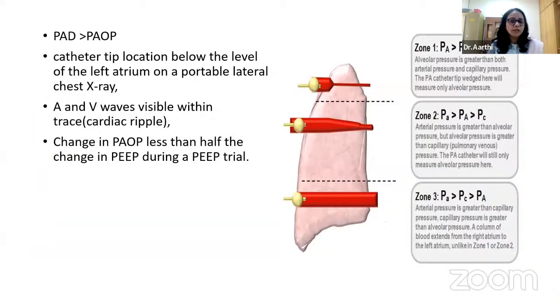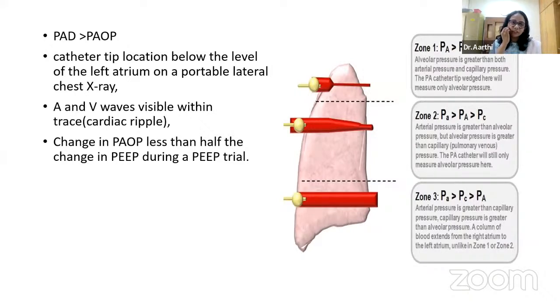So where do we normally position these catheters? The pulmonary artery catheter has to be positioned in West zone 3, where we need constant blood flow, which happens in zone 3, where the pulmonary arterial pressure is greater than the capillary pressure, which is greater than the alveolar pressure. So how do we identify that the pulmonary artery catheter is ideally positioned?